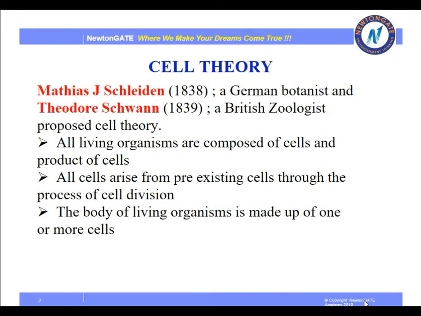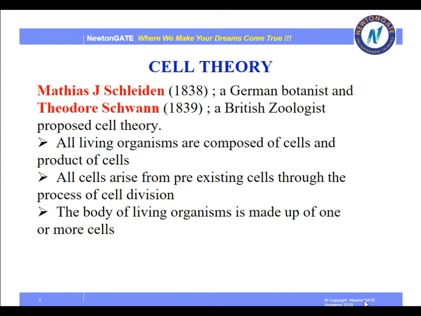In 1838 to 1839, Matthias J. Schleiden, a German botanist, and Theodor Schwann, a British zoologist, proposed the cell theory. The cell theory tells us that all living organisms are composed of cells and products of cells. All cells arise from pre-existing cells through the process of cell division.